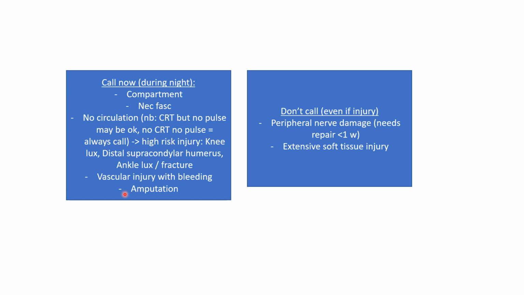And then some amputations, right, and open fractures, Gustilo-Anderson above maybe 2-3. You'll have to call someone as well, but not necessarily. You don't have to call even if there is an injury, like peripheral nerve damage. It doesn't have to be called right during the nighttime. You can call tomorrow morning, right? An extensive soft tissue injury, like the quadriceps, you can call tomorrow morning.